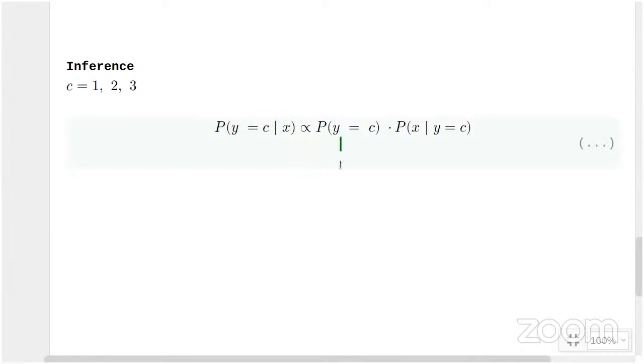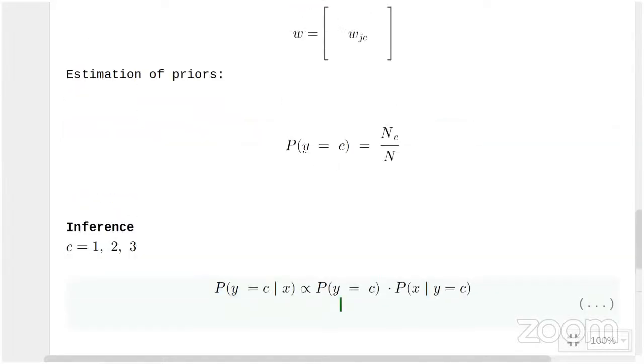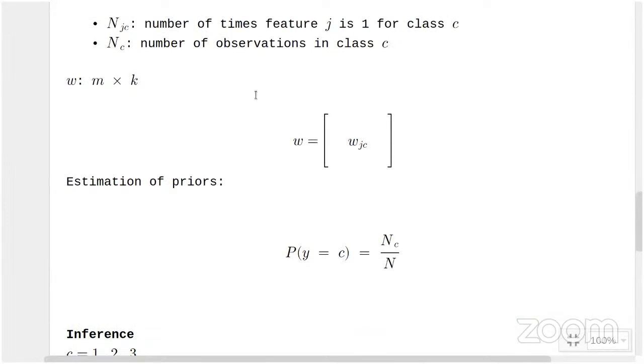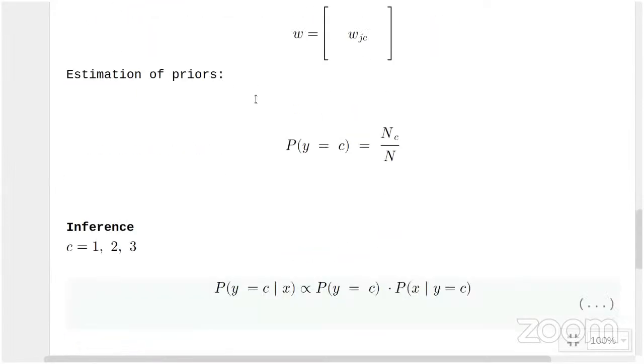The prior that we are calculating will be from the training data set. Prior and also your W's, everything will be estimated from the training data set. W's will be from the training data set. Priors will also be from the training data set.